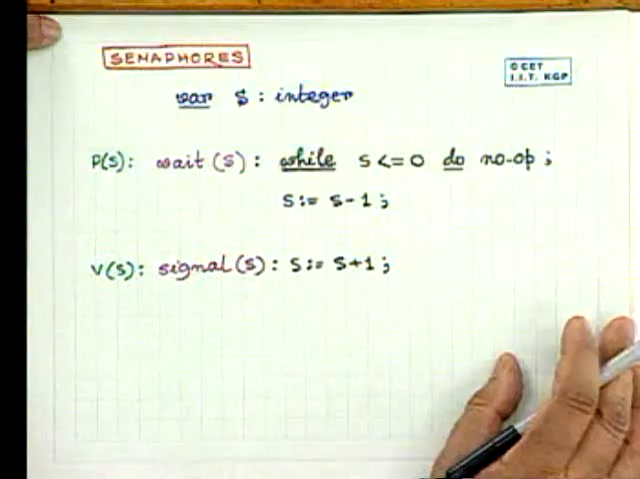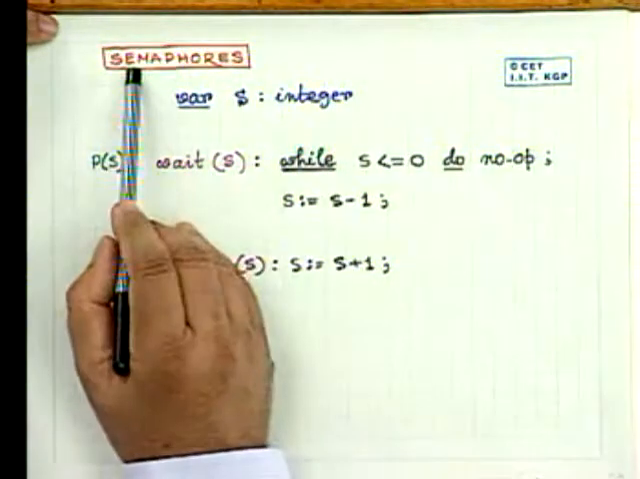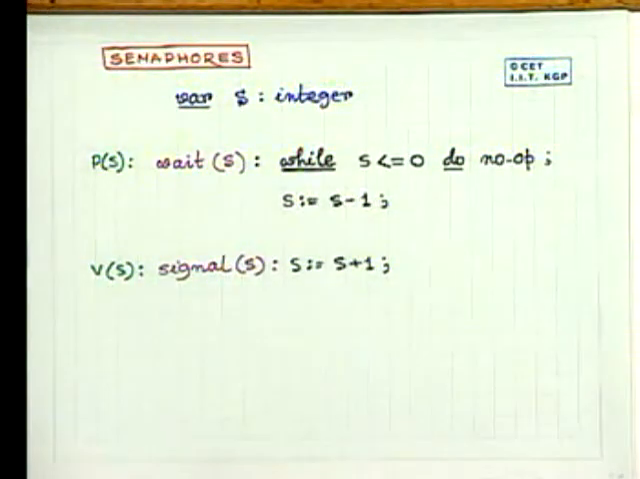Now, let us come to another concept which we call semaphore. Now, let us see what a semaphore is. Let us give the definition of a semaphore here. Let's first say what the meaning of semaphore is. The dictionary meaning of semaphore is essentially signaling.